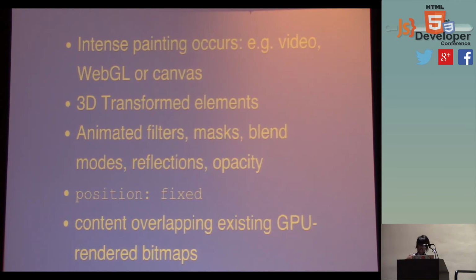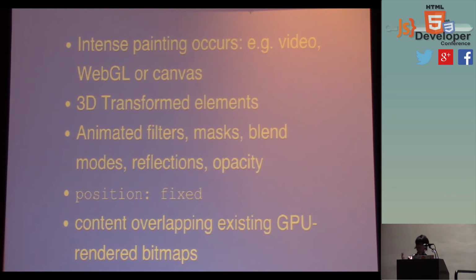And then you have all these new features like filters, masks, blend modes, reflections, and opacity, and you're animating through them. If you're animating through these properties, the GPU is much more capable of doing this, because they are all image processing functions, and it's much easier to do it in the GPU than with the CPU.